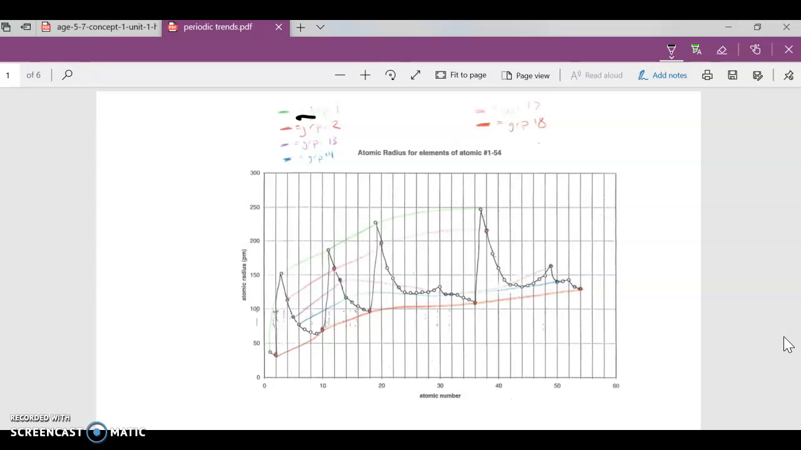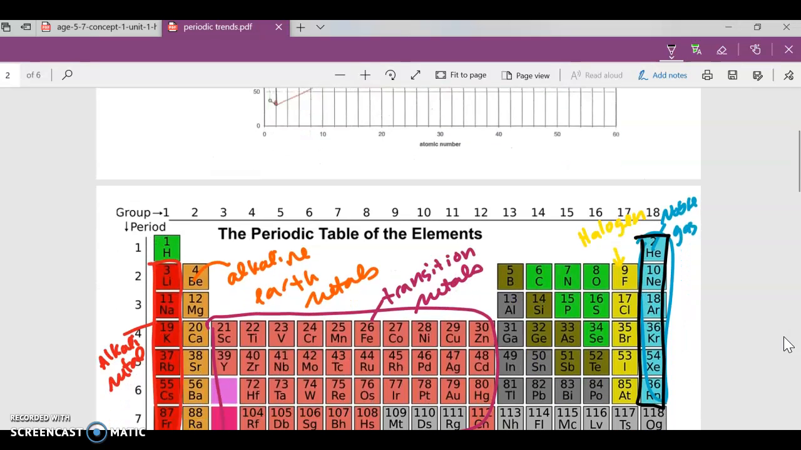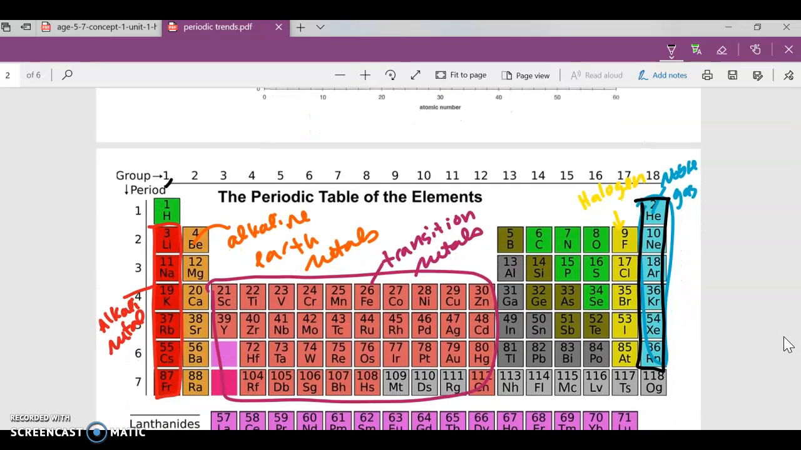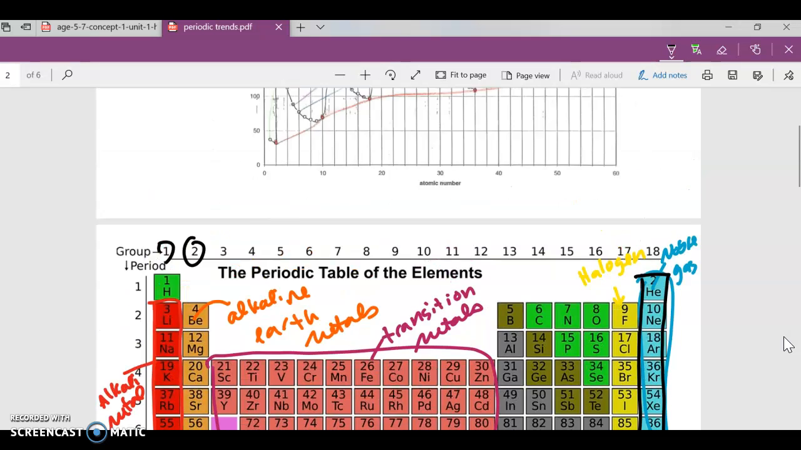So you can see I've got group 1, group 2, 13, 14, 17, 18. And that was just me doing another way. You can see these groups up here. Group 1, or the alkali family. Group 2, the alkaline. We did 17, 18.